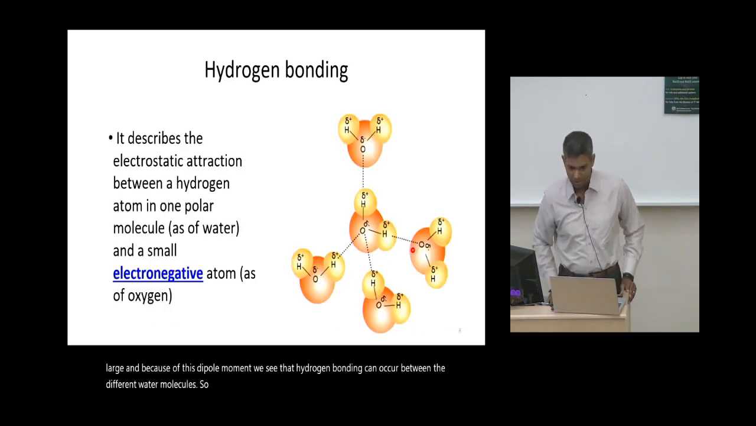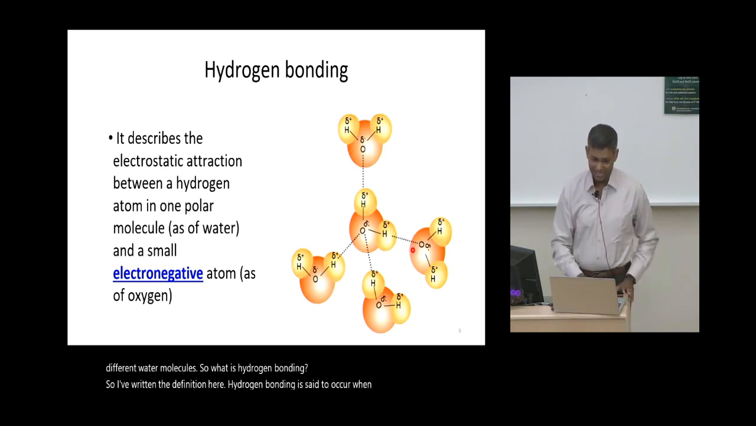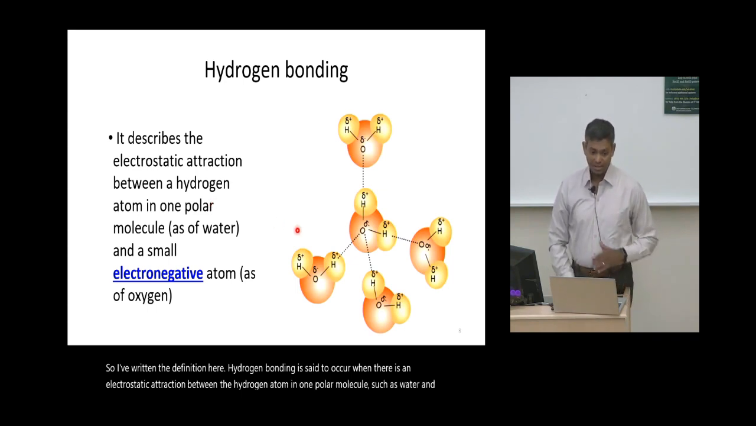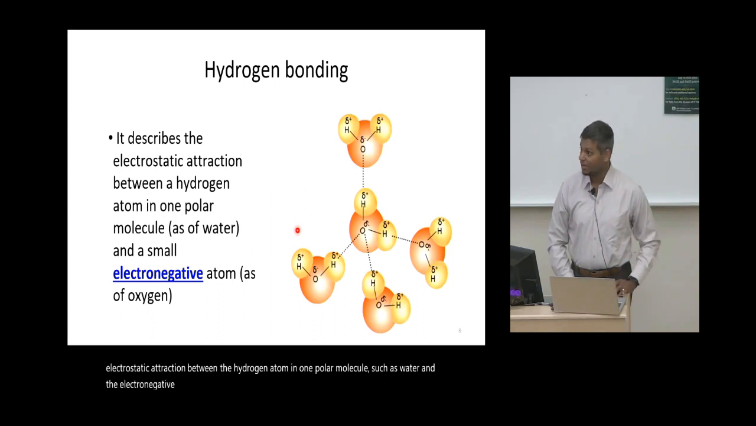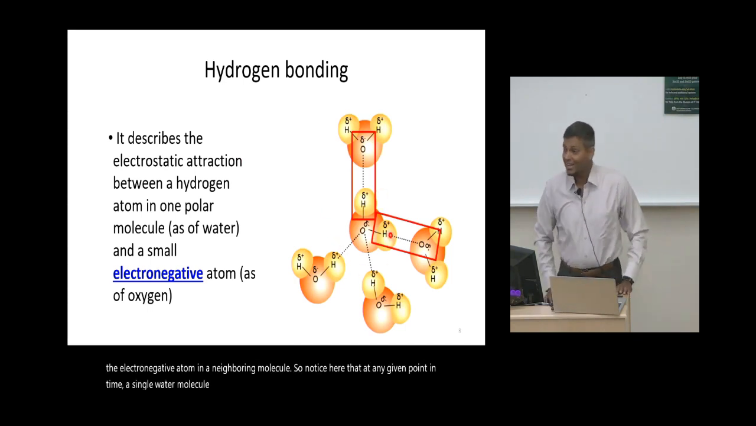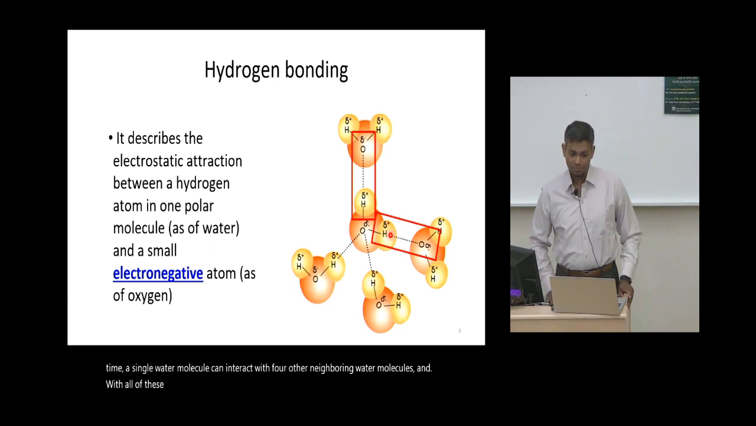So what is hydrogen bonding? I've written the definition here. Hydrogen bonding is said to occur when there is an electrostatic attraction between the hydrogen atom in one polar molecule, such as water, and the electronegative atom in a neighboring molecule. So notice here that at any given point in time, a single water molecule can interact with 4 other neighboring water molecules, and with all of these 4 water molecules, there will be hydrogen bonds formed.